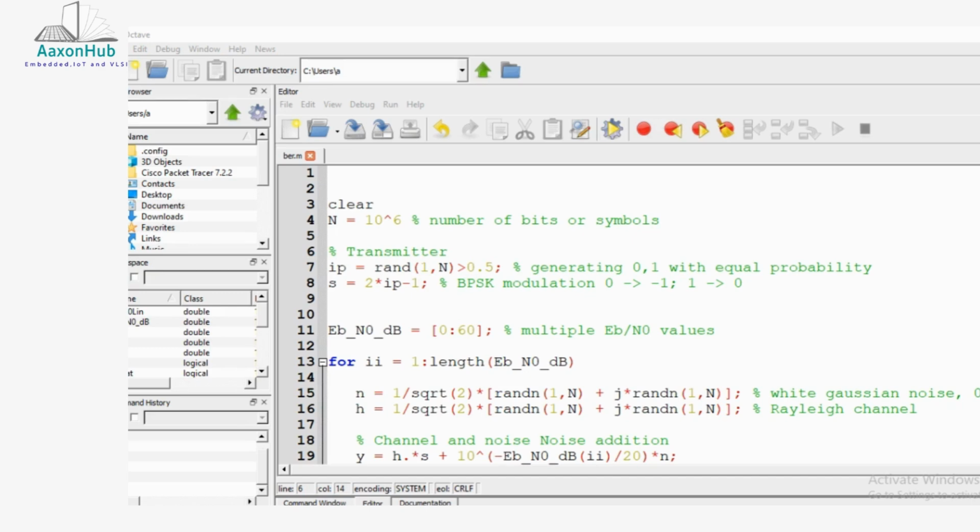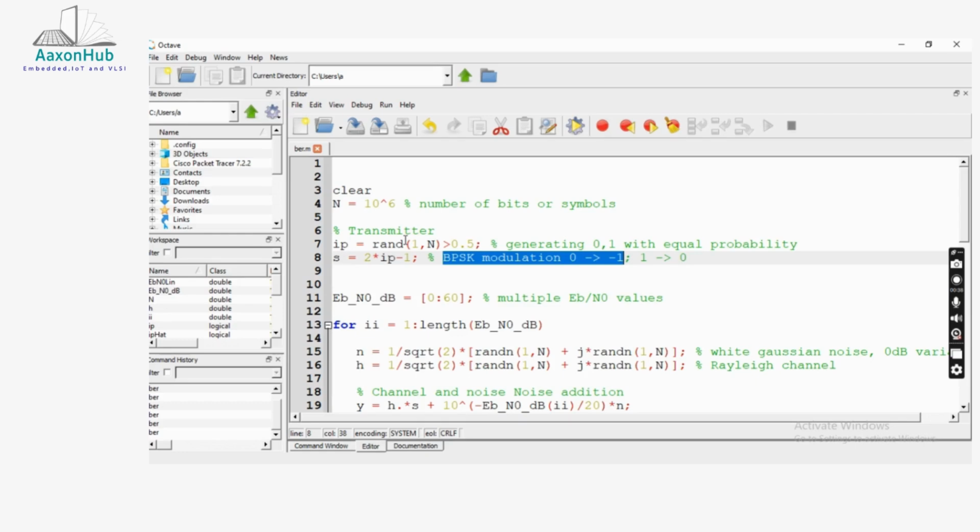Simultaneously, we have already discussed the scenarios of additive white Gaussian noise as well as Rayleigh fading. In both scenarios, we'll be comparing both of them, AWGN and Rayleigh fading, together in the simulation here.